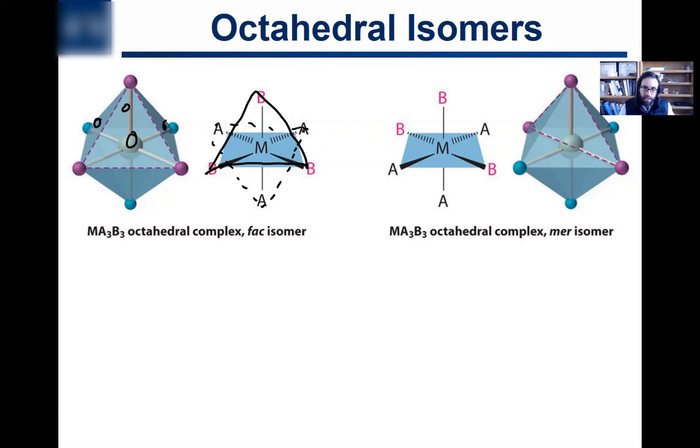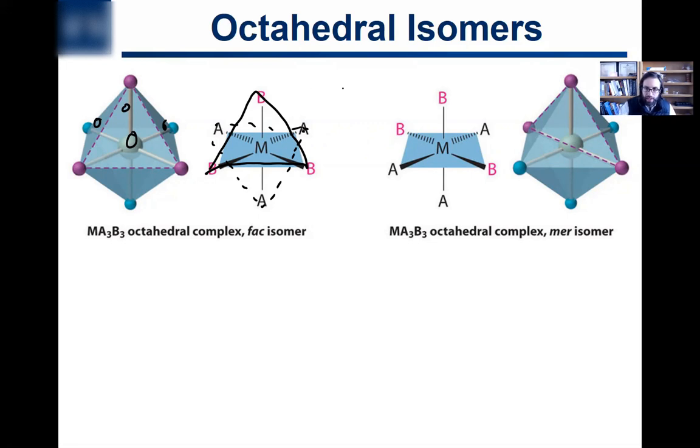People get confused by that a lot of times because you think, well, an octahedron, shouldn't that have something to do with 8, so it should have 8 ligands? No, you have 6 ligands, but in 3-dimensional space, they give rise to 8 different 2-dimensional faces. Octahedron means faces. So this is the facial isomer because you have the same ligands on the same face.